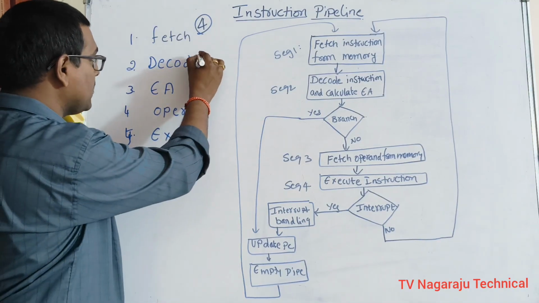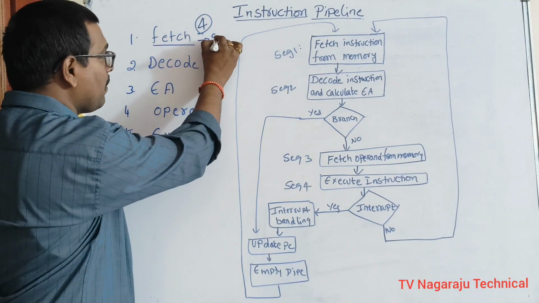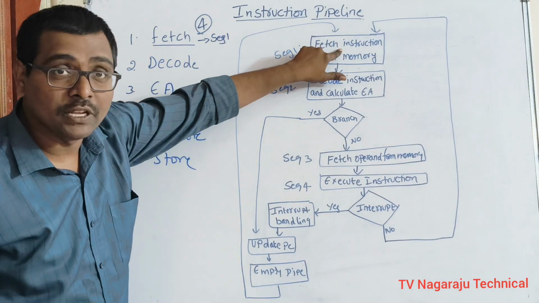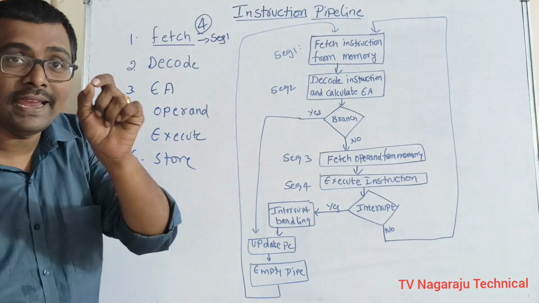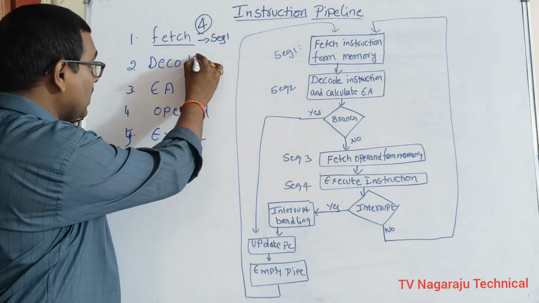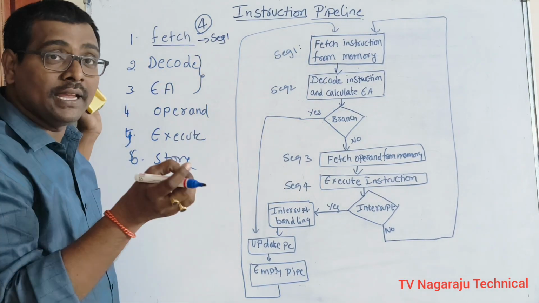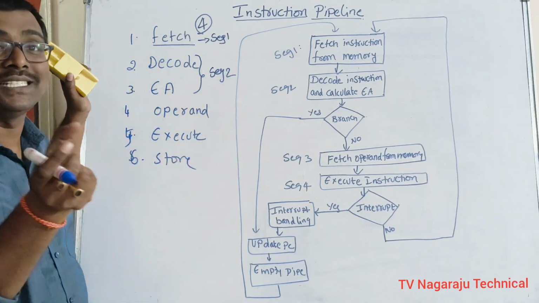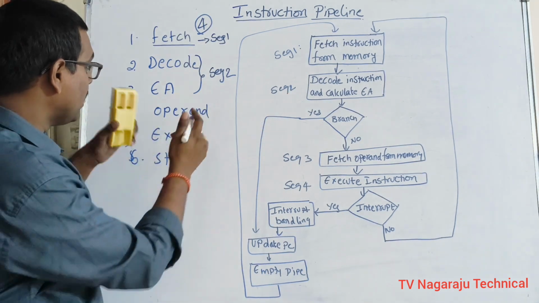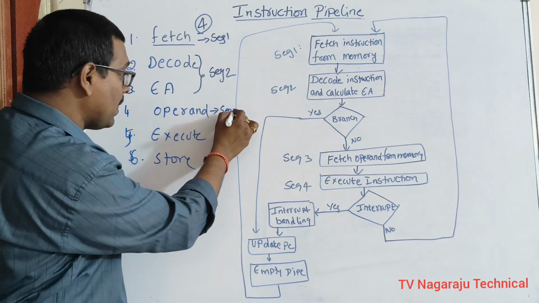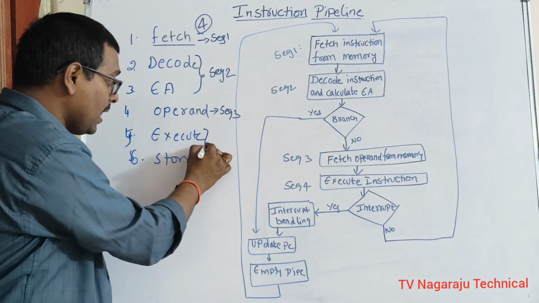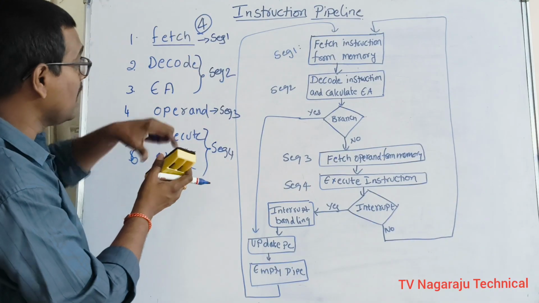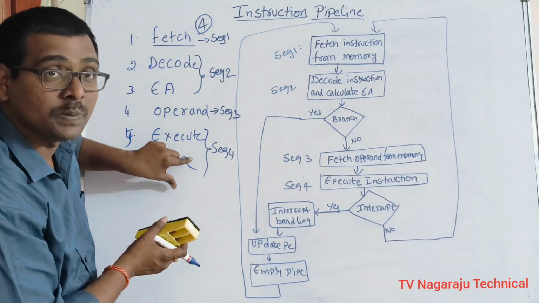For that purpose, fetch the instruction from the memory. This is segment 1. In segment 1, we are fetching the instruction from the memory. After fetching, decoding and calculation of the effective address, these two are merged into segment number 2. Now, fetching the operand from the memory is segment number 3. Execute the instruction and store the results, that is segment number 4. Now, each segment performs this specific task.